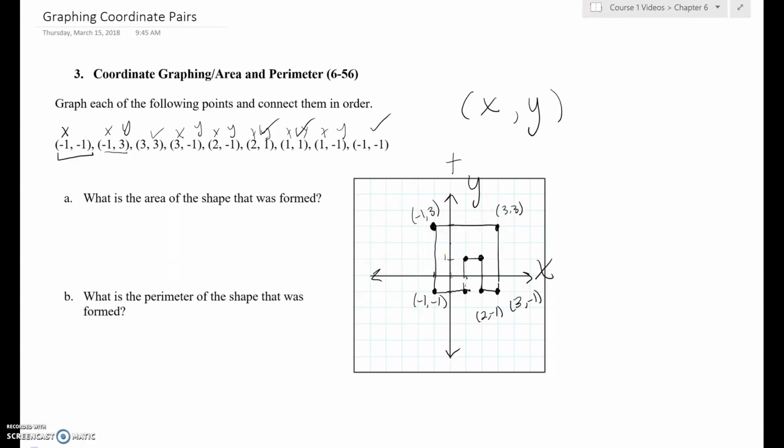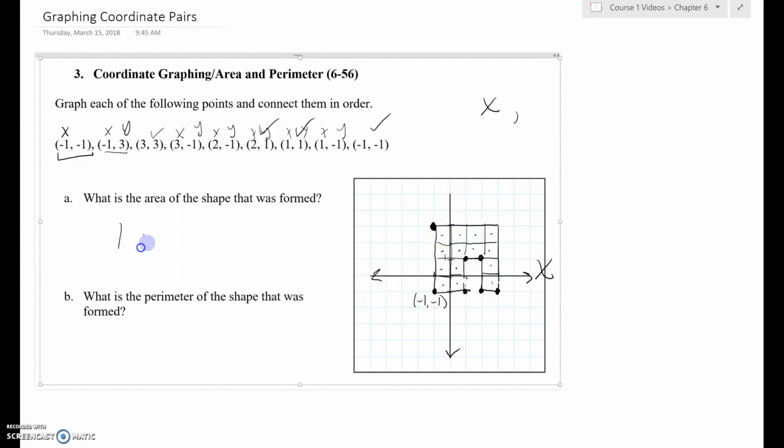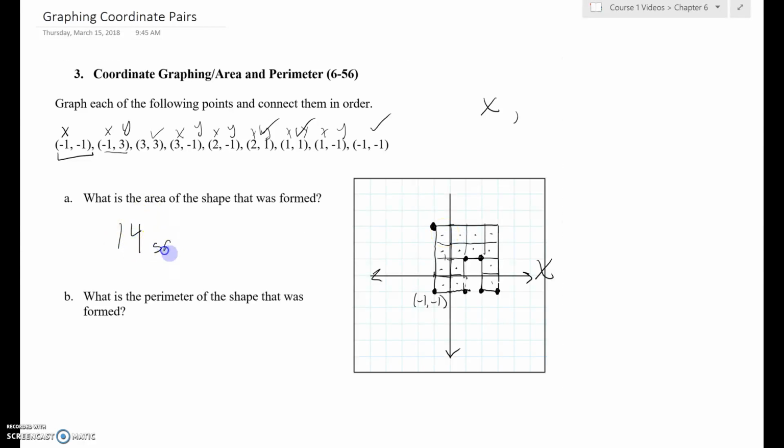All right, so what's the area of this shape formed? Well, it's how many square units is it? If I just break these all up into its squares, I can just count them. So all the square units are right here identified. There's 1, 2, 3, 4, 5, 6, 7, 8, 9, 10, 11, 12, 13, 14. There are 14 square units of area.